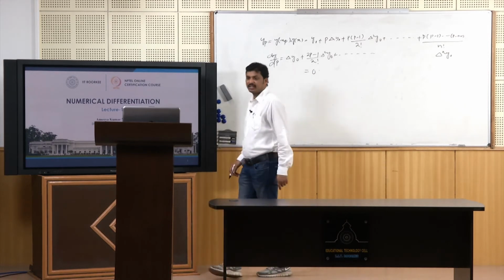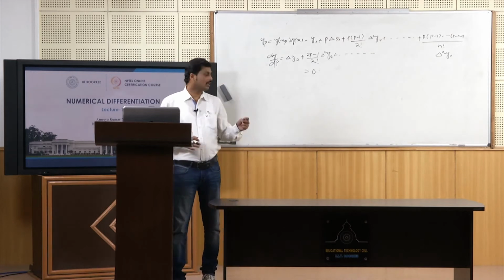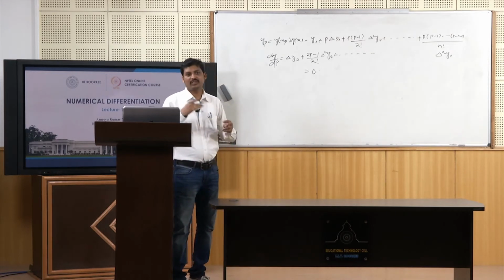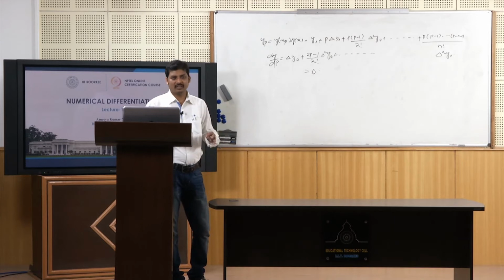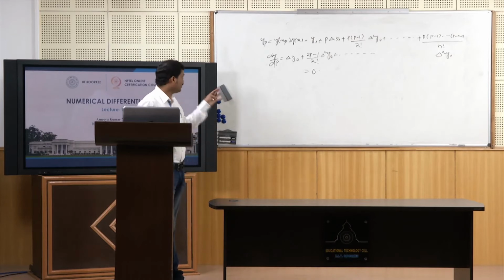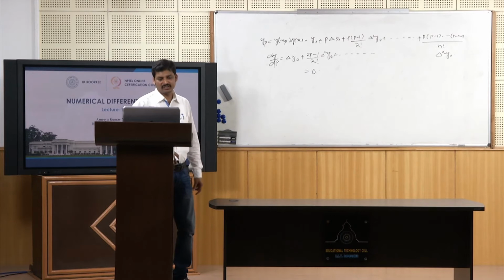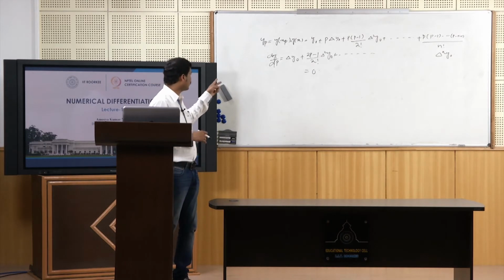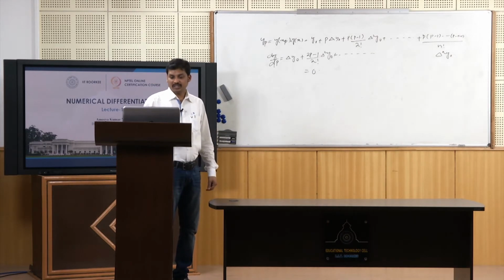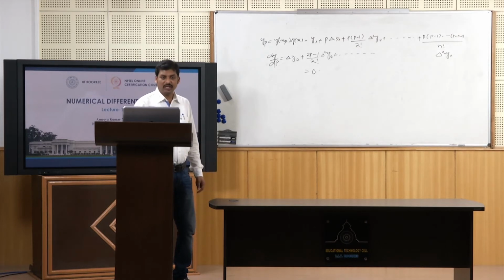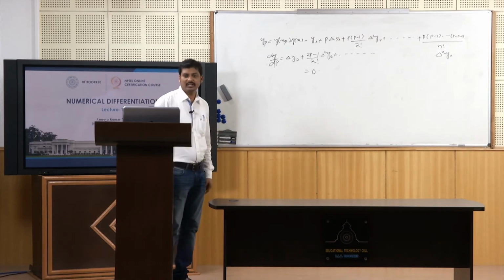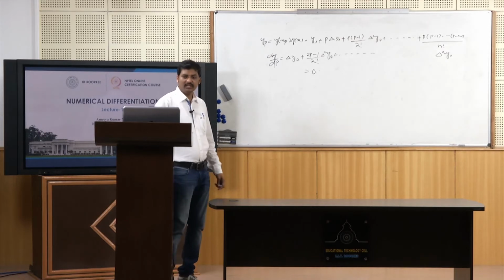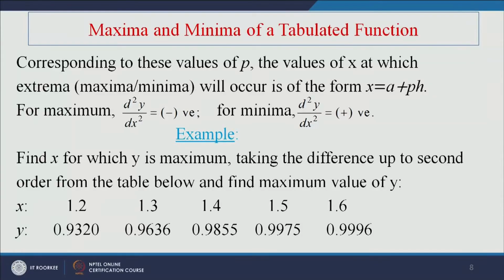This implies that we can just terminate this left hand side series expansion up to certain terms, then we can obtain the maxima or minima of a function. Suppose the left hand side is truncated after, say, the third differences for our convenience, then we will obtain a quadratic equation in p, which gives two values of p. Corresponding to these values of p, we can have a maxima or minima at that point.